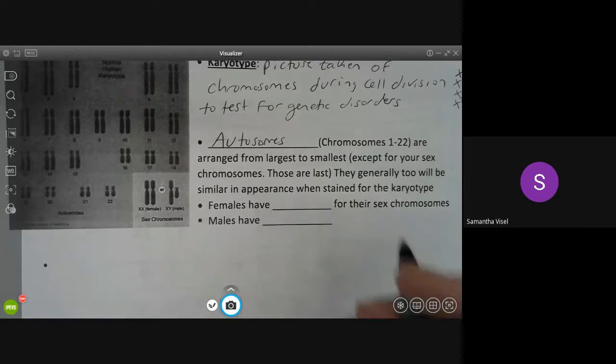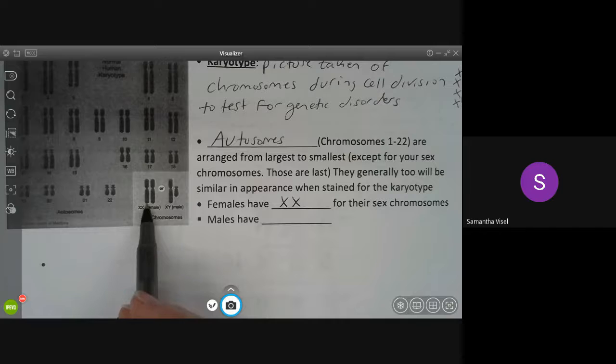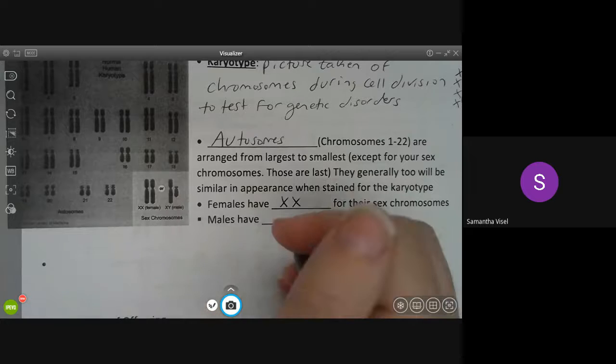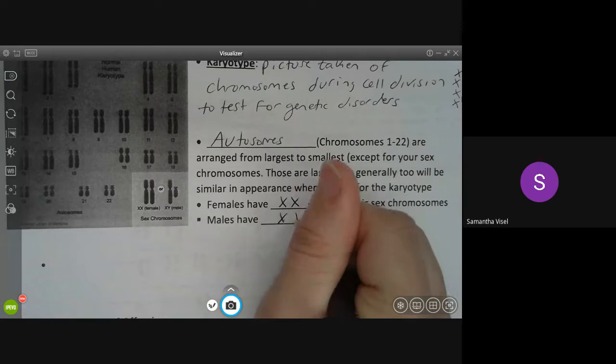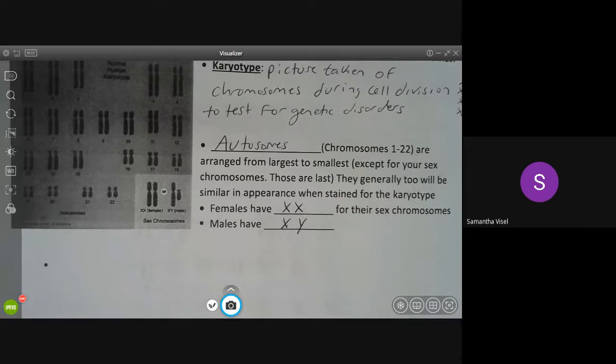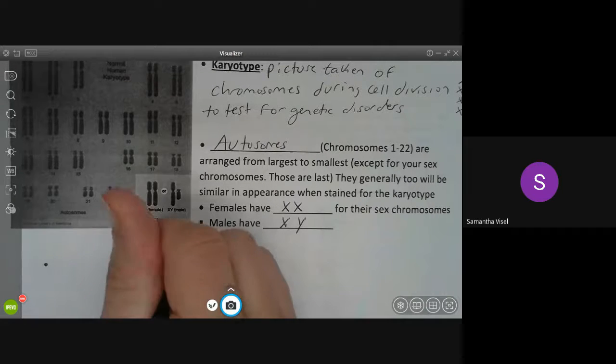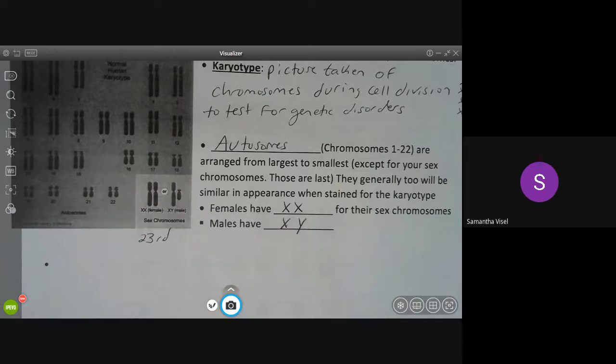Females have what we call XX for their sex chromosomes. So if you receive 2 X chromosomes, then your sex is female. The X chromosomes happen to be fairly large when compared to our other option, which is a Y chromosome. So a male has one X chromosome and one Y chromosome. These sex chromosomes are put at the very end as the 23rd pair.